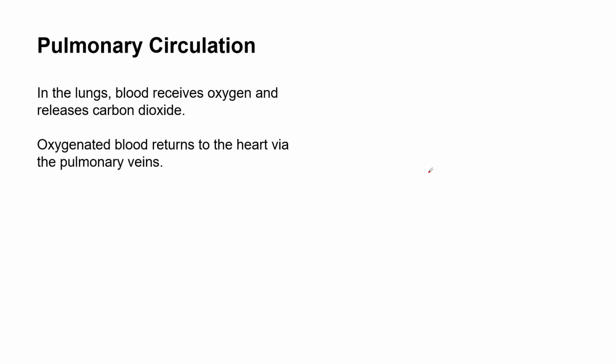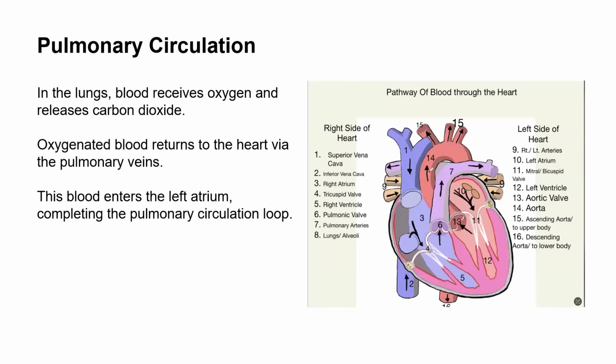But in the case of pulmonary circulation, the oxygenated blood usually returns to the heart using pulmonary veins. So very importantly, this blood, that is the oxygenated blood, usually enters the left atrium, completing the pulmonary circulation loop. So that is what actually happens. The oxygenated blood returns to the left atrium using the pulmonary veins. So what is systemic circulation?